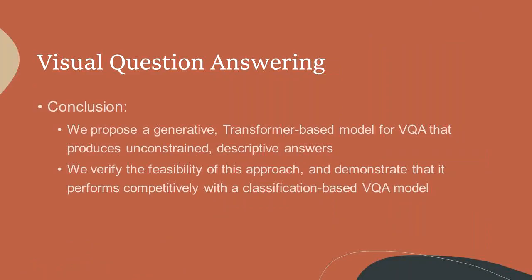In conclusion, in this work we proposed a transformer-based generative model for visual question answering to produce unconstrained descriptive answers. We verified the feasibility of the approach and demonstrated that it performs competitively with the classification-based VQA model. In the future, we plan to experiment with deeper image encoders and a multi-head variation of our attention mechanism to see if this can further improve model quality.